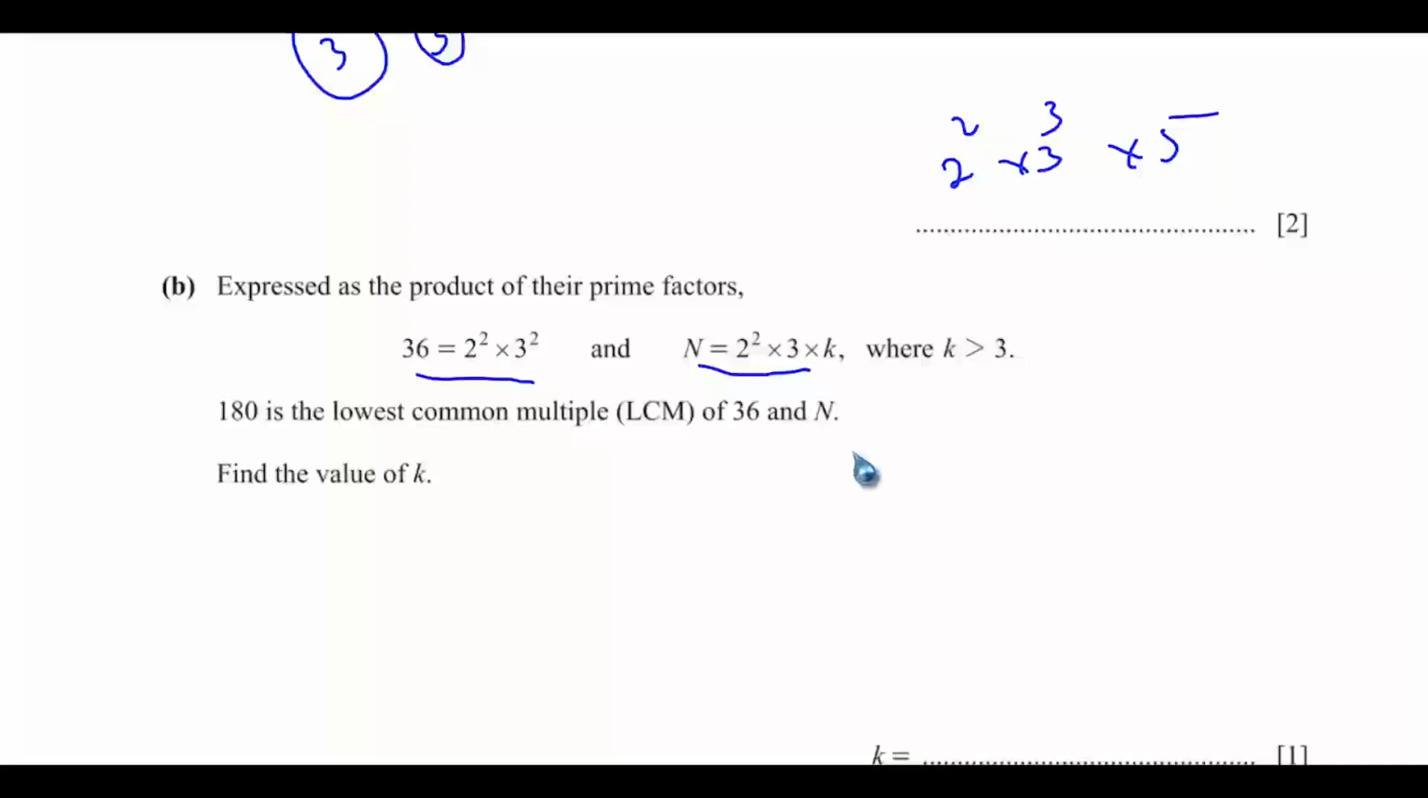Okay, so to get the value of k is very easy. We just need to pick some numbers here. So for 36, we have 2 to the power of 2. We have 2 to the power of 2. So we're going to pick 2 to the power of 2 as they are similar. Then here we have 3 to the power of 2. We have 3 to the power of 1. So we'll pick the bigger one. That will be 3 to the power of 2. Okay, times, so we need to have something here which is not here. And that will be very easy.